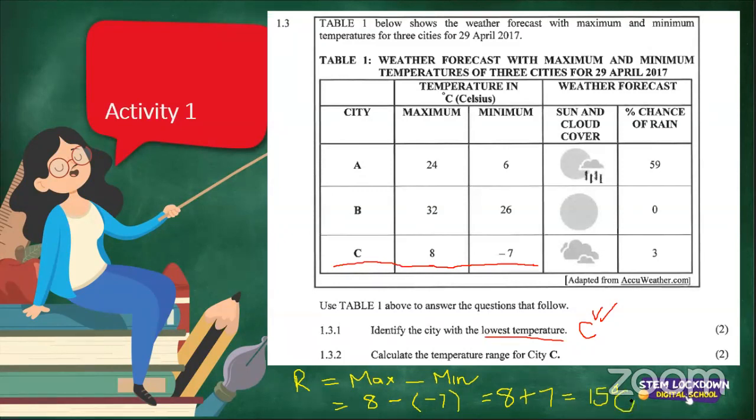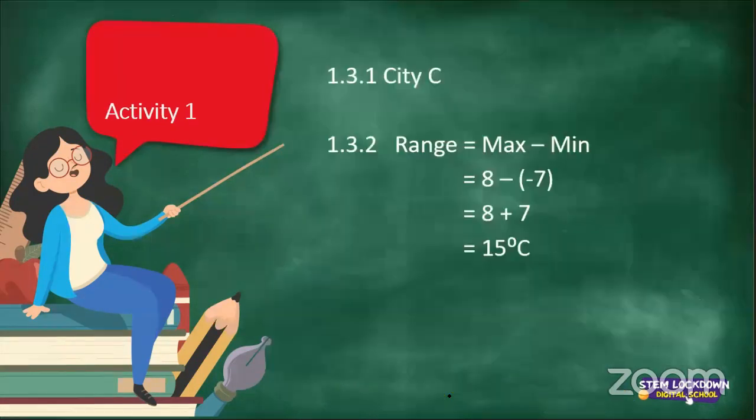Here is what you need to remember: range will always be a positive number. Your range won't be a negative number. Don't fall into the temptation of just saying -7. It's actually 15. So it's easy as well.